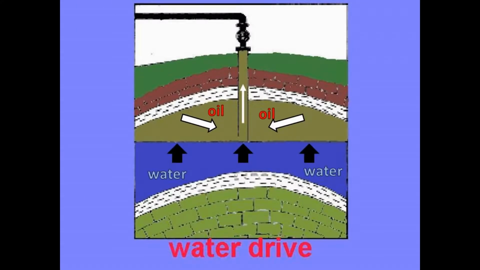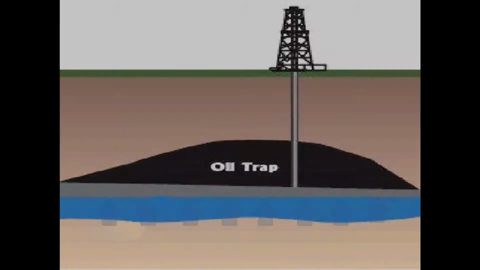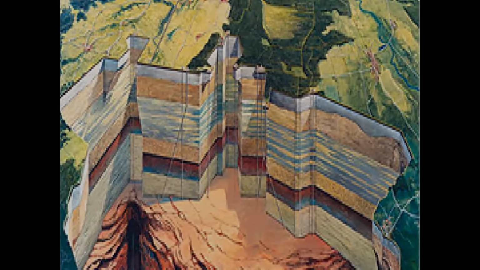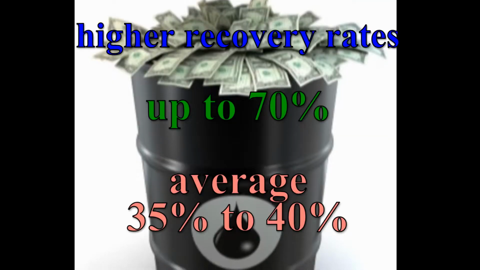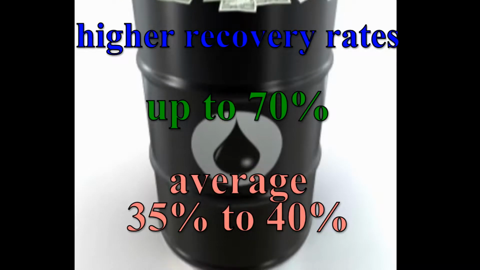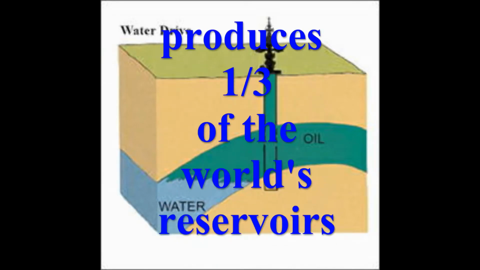The second drive, using energy from natural sources, is called a water drive, and like the name states, the natural source of energy in this drive is water. In reservoirs with access to aquifers, an aquifer is a layer of earth or rock containing water that can flow and pass through it. The water is used to maintain pressure by replacing all the volume of oil that is produced. This results in a high recovery rate. They can be as high as 70%, but usually average from 35 to 40%. Like solution gas drives, the water drives are used to produce about 1/3 of the world's reservoirs.